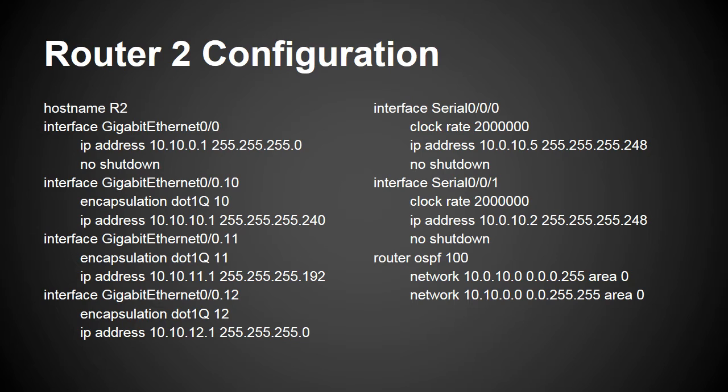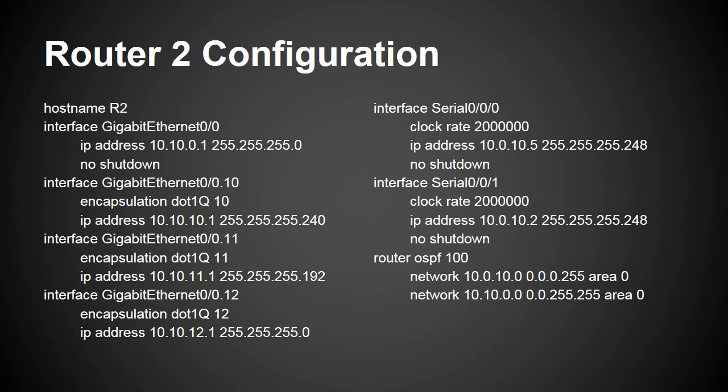Subinterface gigabit 0.11 was assigned to VLAN 11 and given IP address 10.10.11.1 with a 255.255.255.192 subnet mask. Subinterface gigabit 0.12 was assigned to VLAN 12 and given IP address of 10.10.12.1 with a 255.255.255.0 subnet mask.